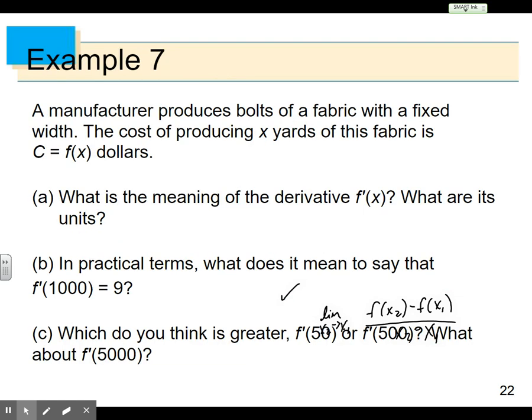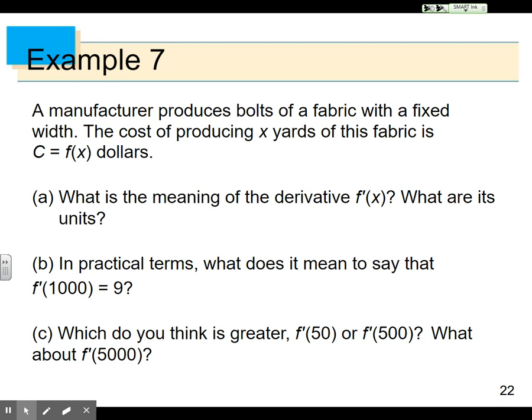So suppose I have a manufacturer of bolts of fabric. I think that's the things at Hobby Lobby that have the fabric wrapped all the way around it. And you go up there and say, I need this many yards of it. It has a fixed width, and the cost of producing x yards of this fabric is some function f of x dollars. I want to know the meaning of the derivative f prime of x in its units.